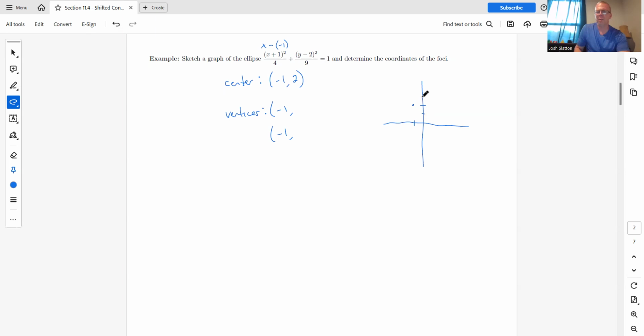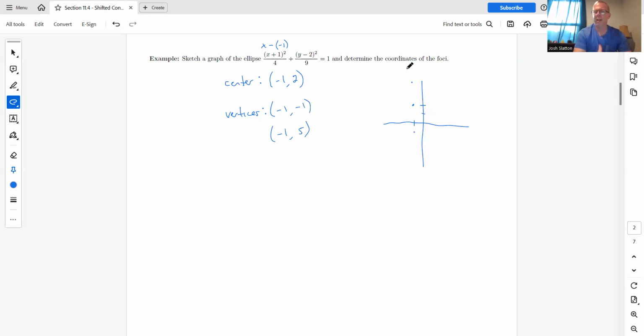The length of this would be a, which is the square root of 9. So if we were centered at the origin, we'd go up to 3 and down to -3, but we've shifted it up 2. So we'll subtract 3 and get -1, and add 3 to the 2 and get 5. So that gives us (-1, -1) and (-1, 5). And so that'll be the new vertices.